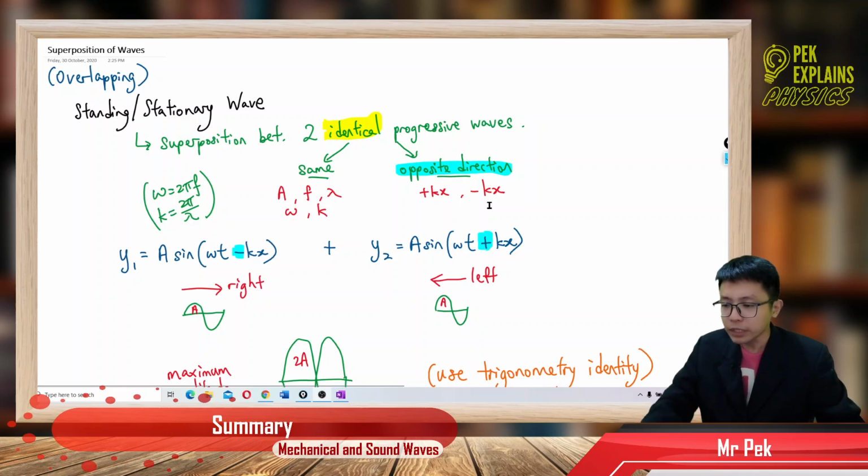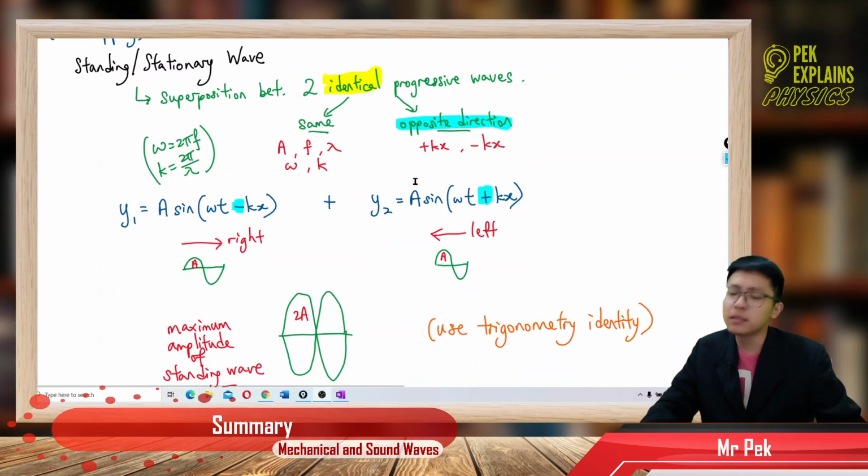So if you look at the formula, since both progressive waves are identical, they have the same amplitude. You see, they have same amplitude, they have same omega. They also have the same wave number. Why same omega? Because they have same frequency. Why same wave number? Because they have same lambda. The only difference is one is negative kx, another one is positive kx. Negative kx means moving to the right. Positive kx means the wave is moving to the left.